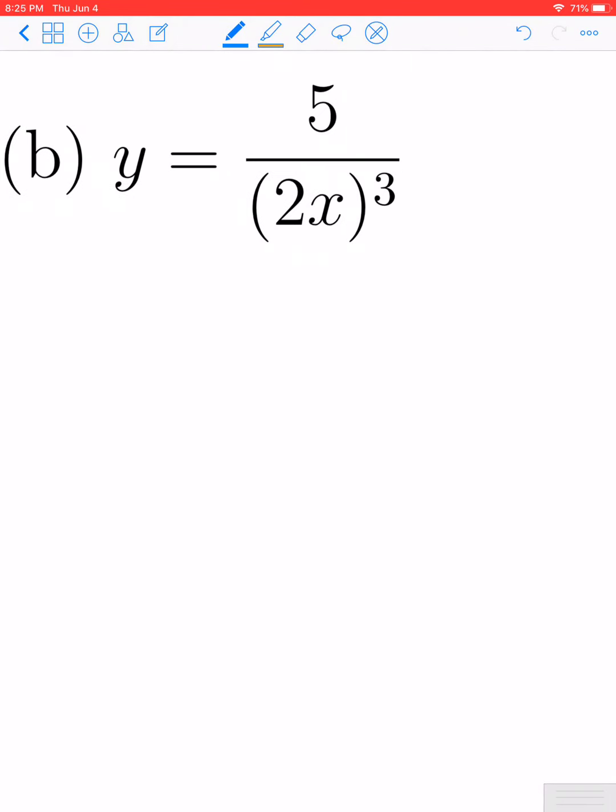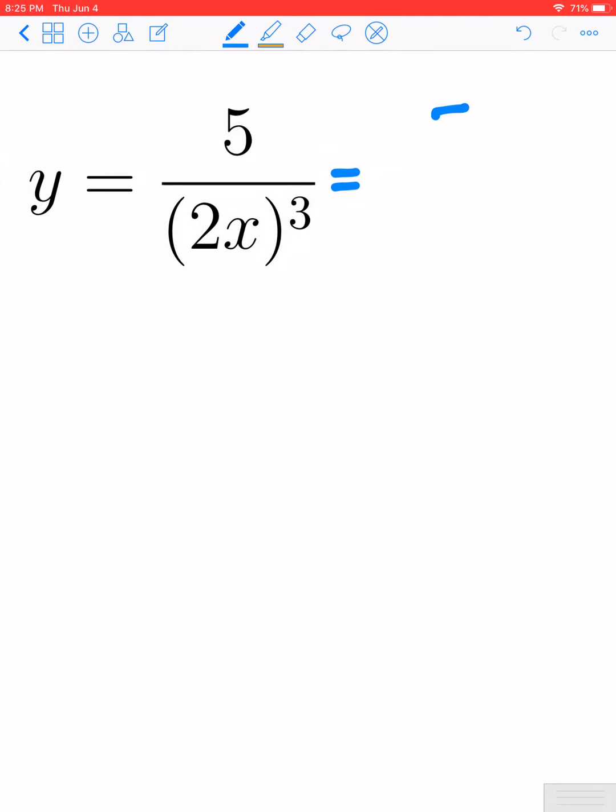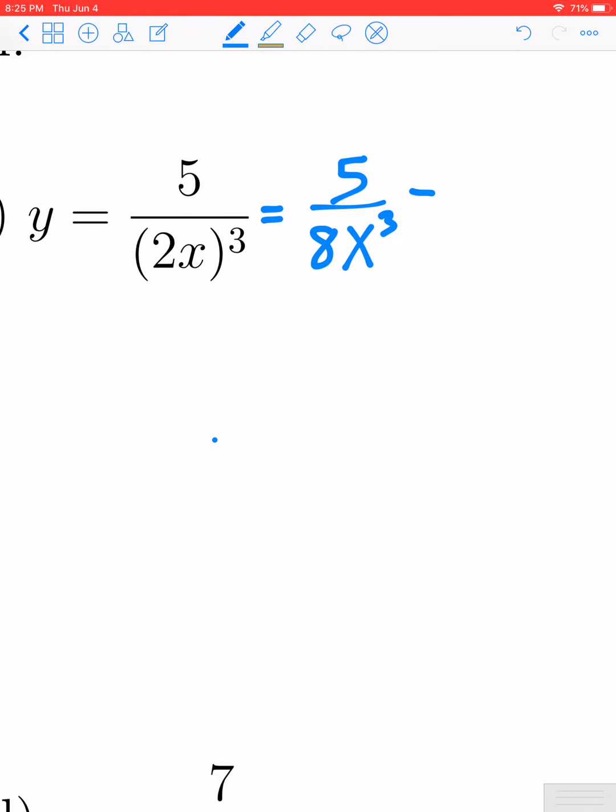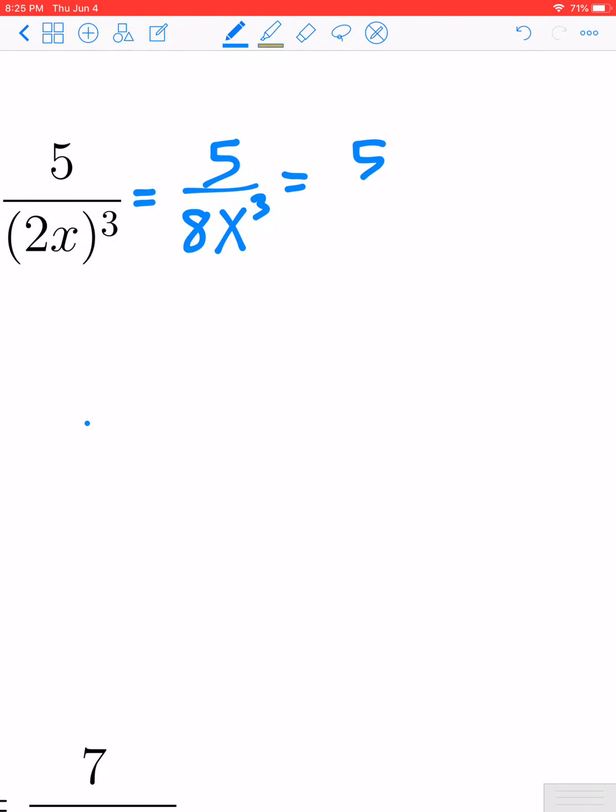In part B, we have y equals 5 divided by 2x cubed, where this time it's the entire expression that's being cubed in the denominator. From our rules from algebra, we know that that's going to be the product to the 3rd power. So that's going to give us 2 cubed, which is 8, and then x cubed is simply x cubed. We can again rewrite it. We want it to look like a constant times x to some power. So we have 5/8 x to the negative 3rd.